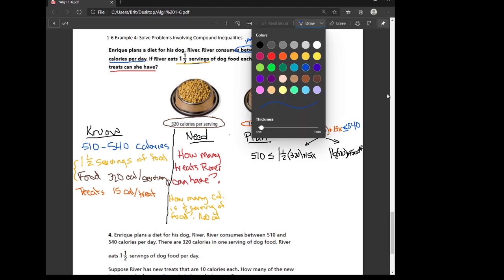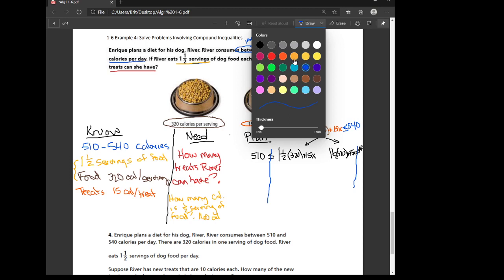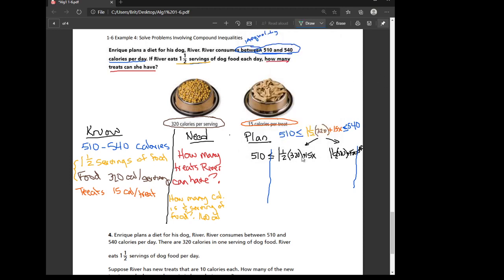So now we're going to go ahead and draw our River. My first thing that I tend to do when I solve these is I multiply out the stuff that needs to be multiplied out. So I'm going to do 1.5 times 320 in my calculator. And that is 480.